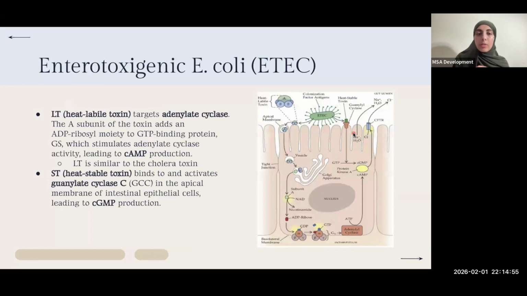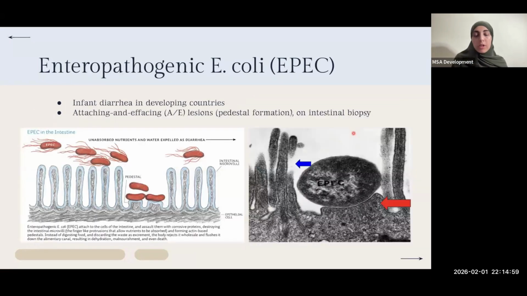Okay, back to this. So we finished enterotoxigenic E. coli. The next type of E. coli is enteropathogenic E. coli. This specific type is what causes infant diarrhea in developing countries. And basically, the lesions are attaching and effacing lesions on intestinal biopsy. And you get the formation of something called a pedestal.